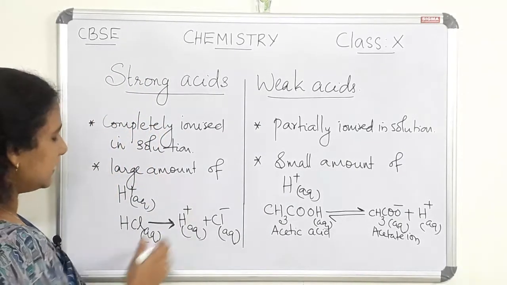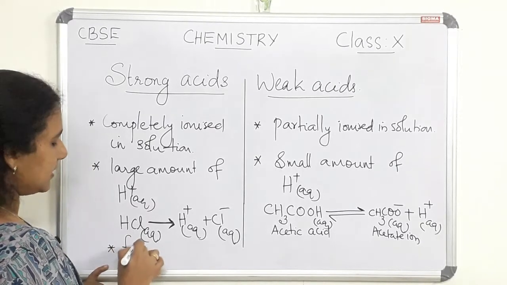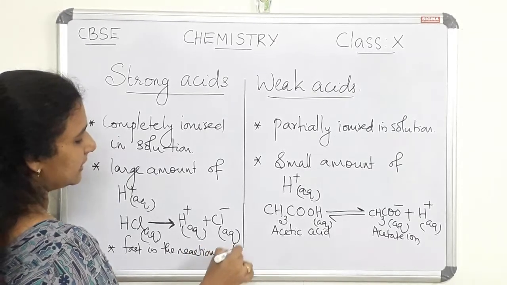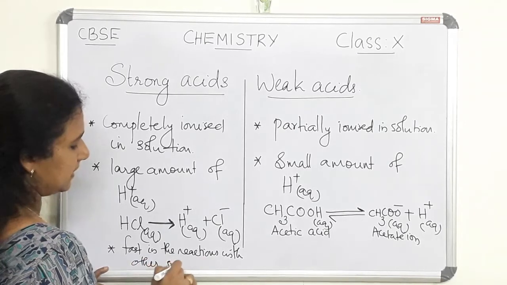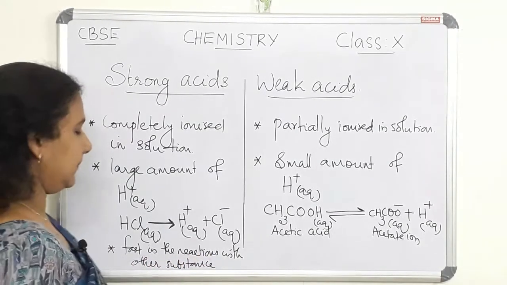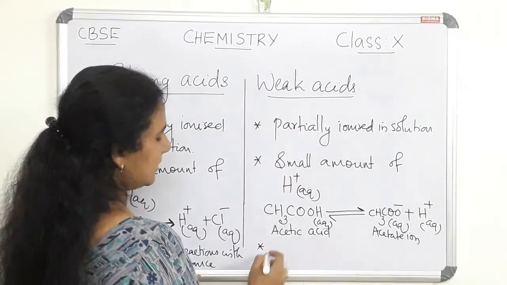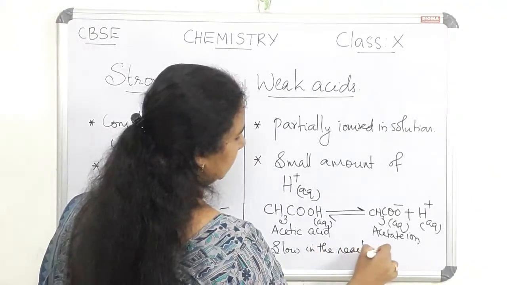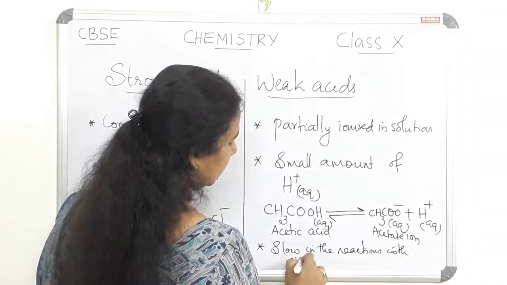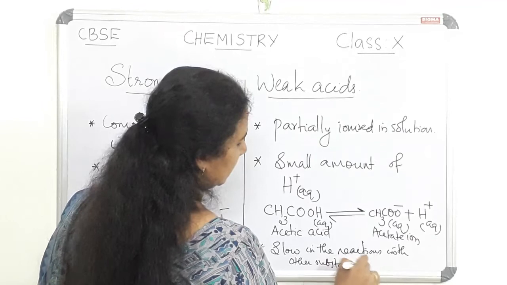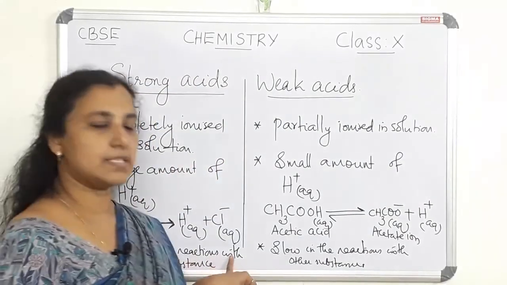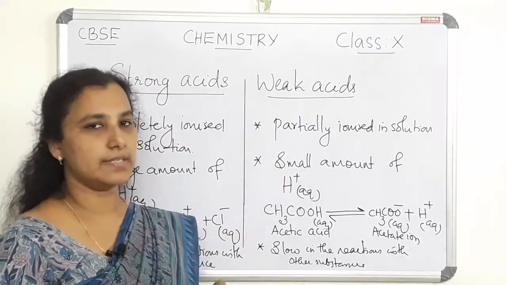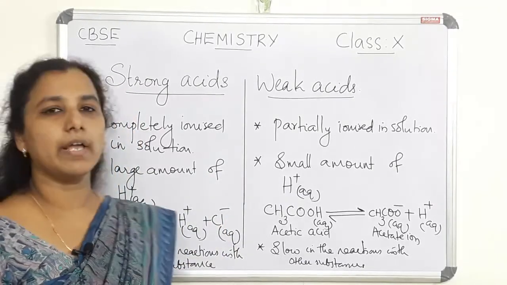Also we have to notice that strong acids are very fast in their reactions with other substances, or they show fast reaction. But in the case of weak acids, they are slow in the reactions with other substances. So we can expect a fast reaction in the case of strong acids, and we can expect a slow reaction in the case of weak acids. So these are the differences between strong acids and weak acids.